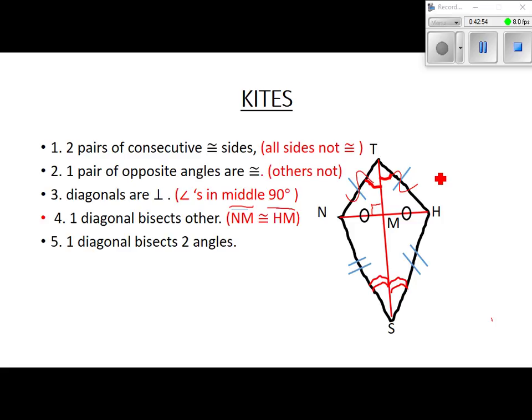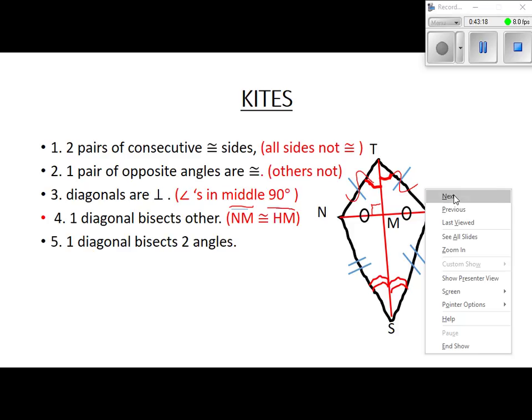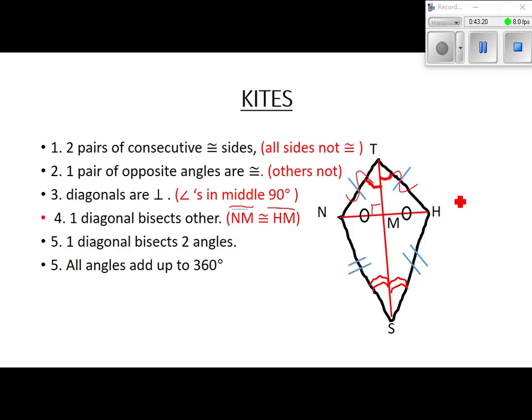All right, so when you build your kite, what should be true about these two angles down here? They should be congruent. What should be true about the length of this segment and this segment? Should be the same. The last thing, it is a four-sided figure. So what do we know about all the four angles in a kite? They all add up to 360.